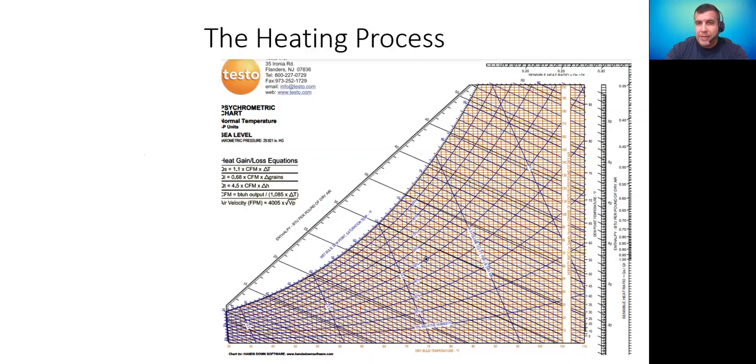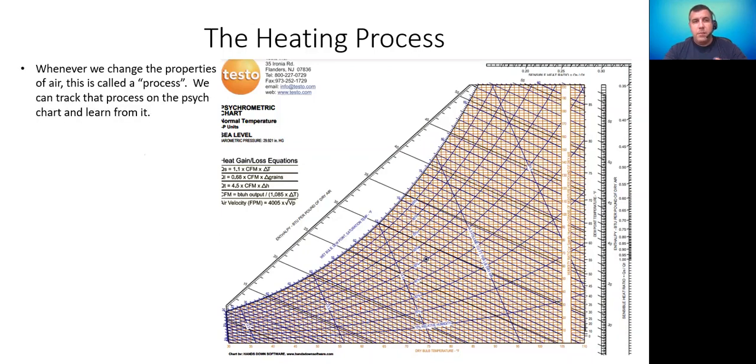Let's talk about the heating process. When we talk about a process, what we're referring to is doing something that changes the properties of the air. A process could be heating, it could be cooling, it could be dehumidifying, it could be humidifying. Anytime we change the properties of air from point A to point B, that's called a process. So now we can track that process on the psych chart, and we can learn a lot from that. So let's use an example.